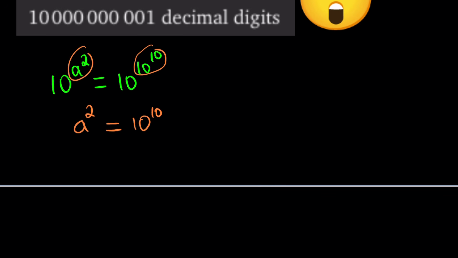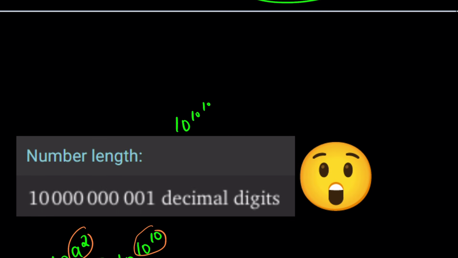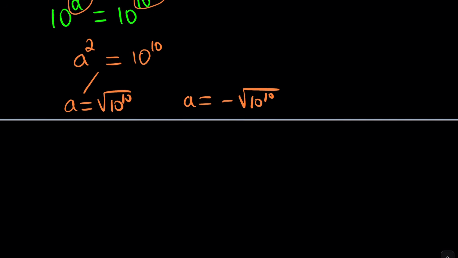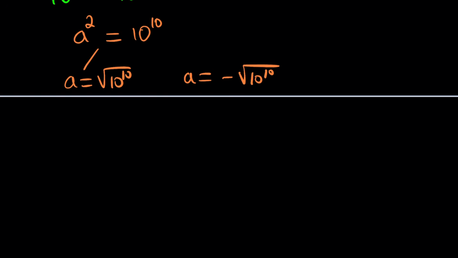By the way, can a be negative? That's a good question, right? Let's just consider both cases. So if you take the square root, a can be the square root of 10 to the 10, or it can be the opposite. But of course, we have to check this with the original problem, okay? Now, how do you square root 10 to the power 10? Well, you just divide the exponent by 2. It becomes 10 to the power 5. In other words, a is 1 with 5 zeros. And what is that number? That is 100,000, right? This is one of the values of a.